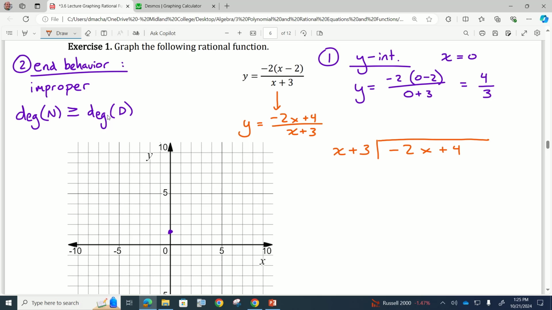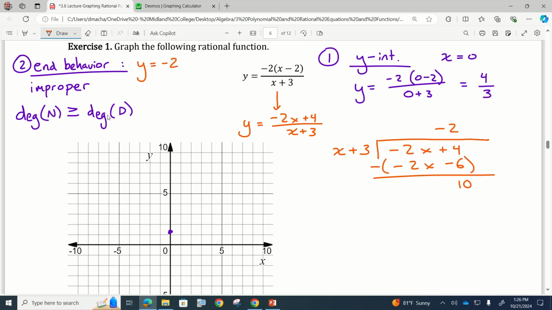The first question I ask is what times x gives me negative 2x? Negative 2. And so I multiply negative 2 times x is negative 2x, and negative 2 times 3 is negative 6. And you can put down some parentheses and you subtract. 4 minus negative 6 is 10. And I can stop, right? Because the degree of my remainder is less than the degree of my denominator. And in fact, I don't even really care about the remainder part. I only care about the quotient when I determine my end behavior anyways.